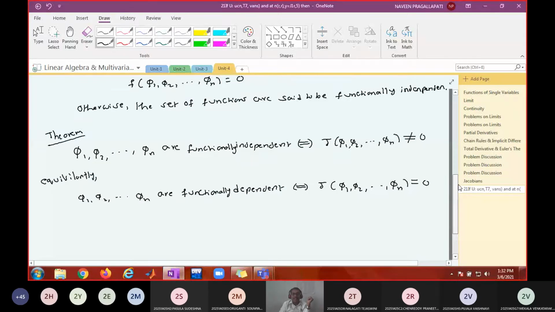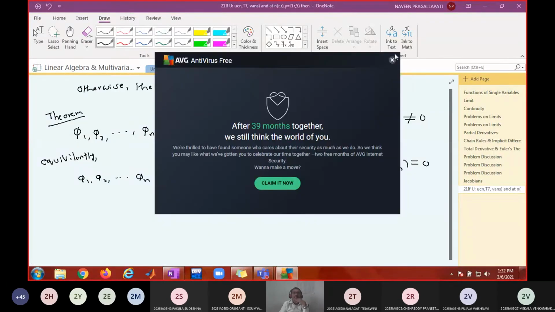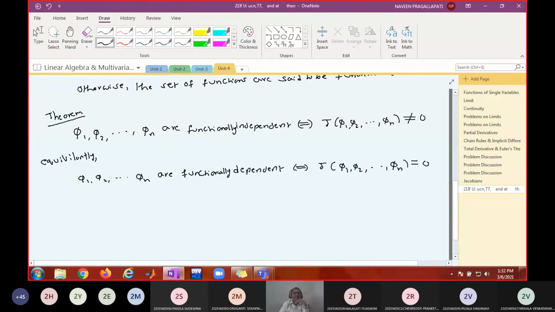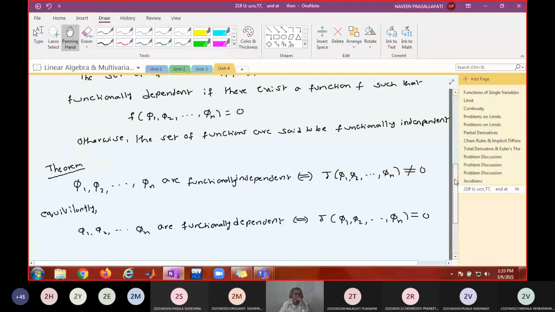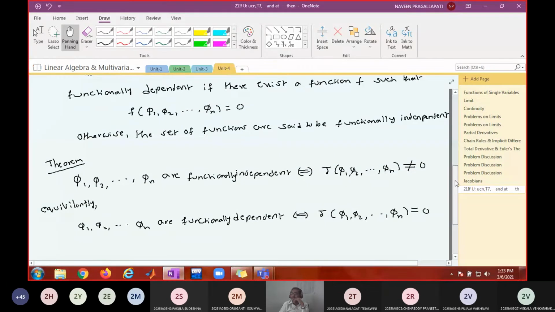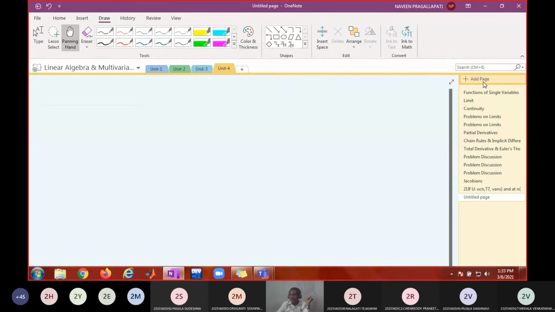Did you make this correction in your notes? Given set of functions are functionally independent if their Jacobian is non-zero. Given set of functions are functionally dependent if their Jacobian is 0. Is it fine? Yes. Right. Now we'll do some problems based on this.